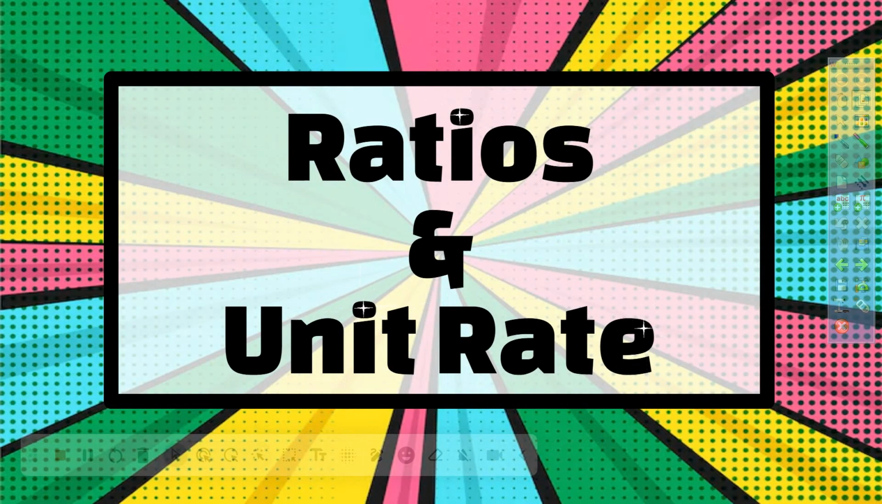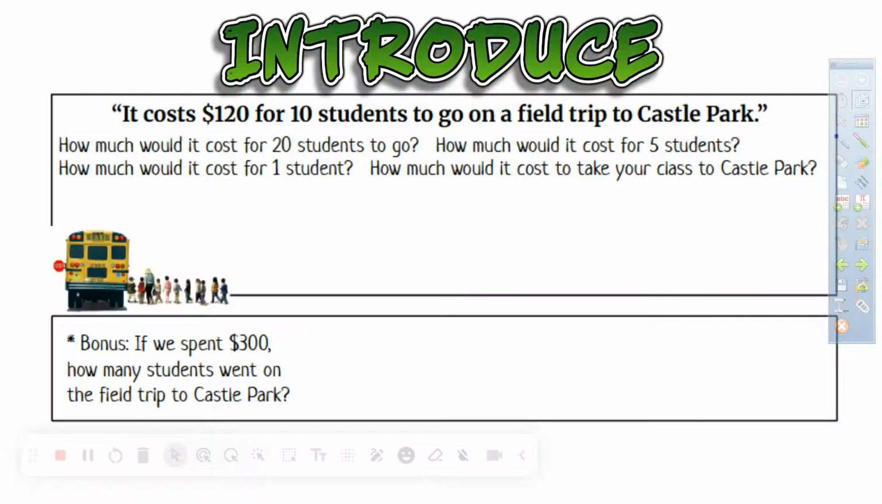To begin this unit, we introduced the idea of comparing the cost it would take to go on a field trip to the number of students that were going on the field trip. So we looked at how much it would cost for 20 students, for 5 students, for 1 student, and as a bonus, I asked students to try to figure out how many students went if there were $300.